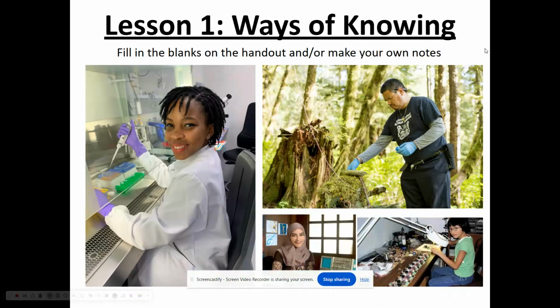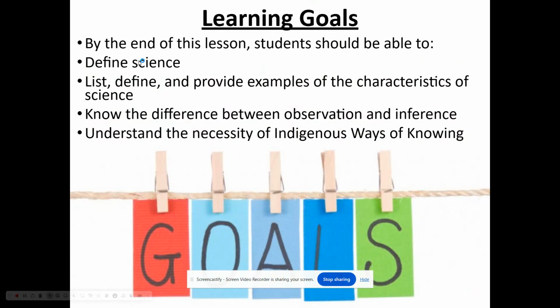You're going to use the handout on lesson 1, which is ways of knowing. As I go through this presentation, you'll fill in some blanks and you'll take some notes about what science is. So by the end of this lesson, you'll have a definition of science. You'll be able to list, define, and provide examples of the characteristics of science.